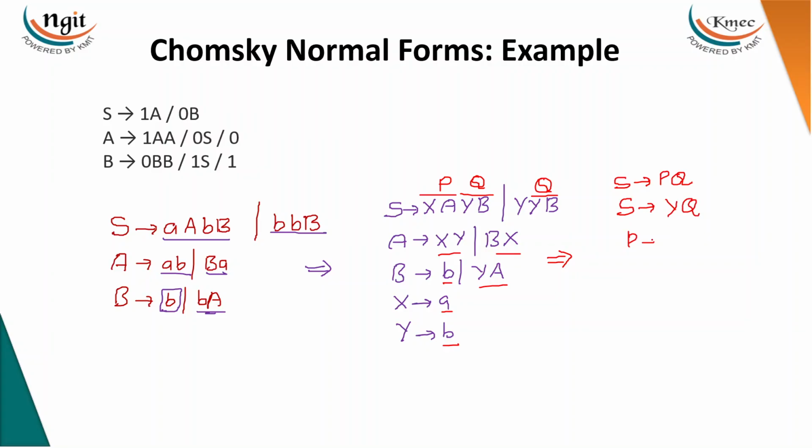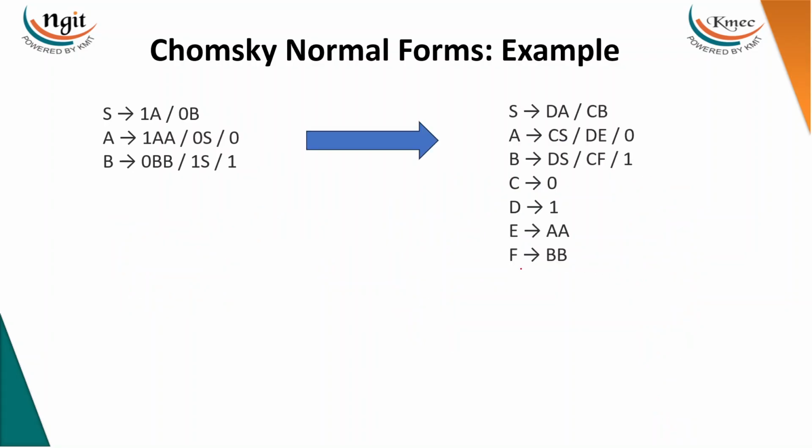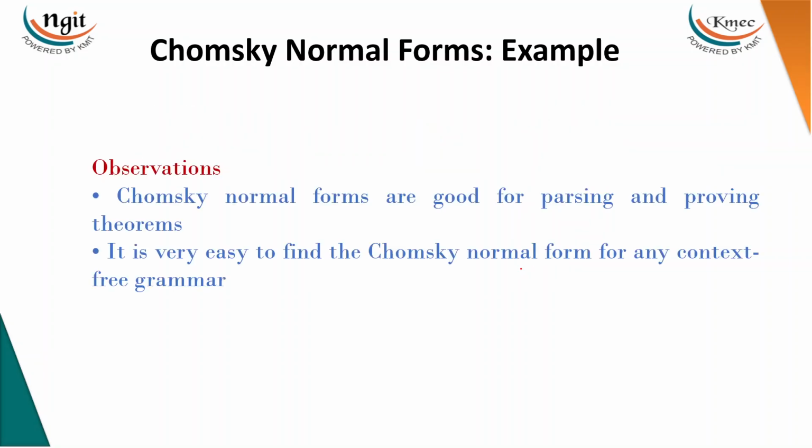What is P here? XA. What is Q here? YB. Then you can write all the remaining productions as they are: A tends to XY, A tends to BX, B tends to B, B tends to YA, X tends to A, and Y tends to B. Check. All are in CNF. So instead of taking the same redundant example, I just went with a different one.